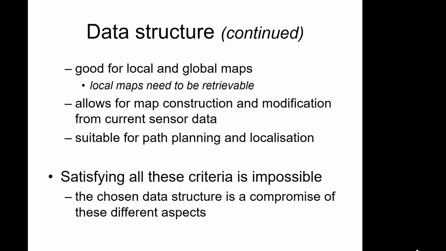Good for local and global maps. So if you imagine a robot moving around a building, the building has got lots of rooms. So a local map might be a map of that one room. And then a global map is a map of the building in which each of these local maps or rooms is stored. So if a robot's moving around, it doesn't need to access the whole map of the building. It just needs to access a map of the room it's currently located in. But if it then moves to another room, it has to then locate the map for that room.